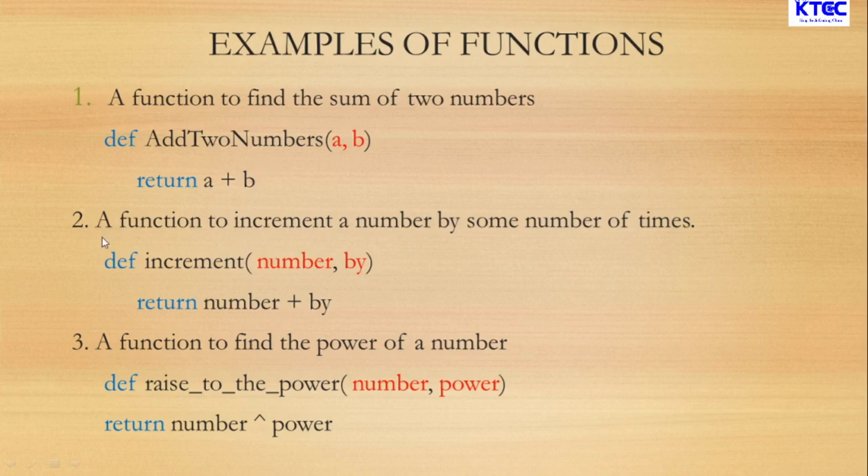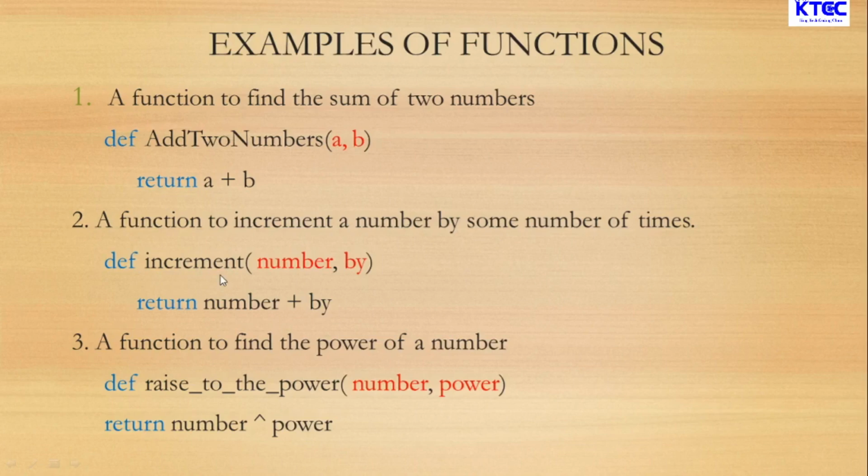Now, this is a second example of a function: a function to increment a number by some number of times. Like I said, we define it using the def keyword, which means define. Then we give the function a name. When giving a function a name, the name should be familiar to the function. Like I said, the function is to increment a number. If I were to name this function, let's say, numbers, maybe the name of my function is numbers.